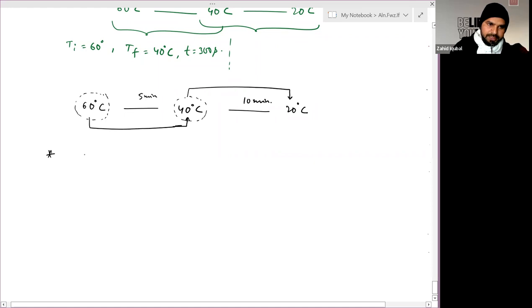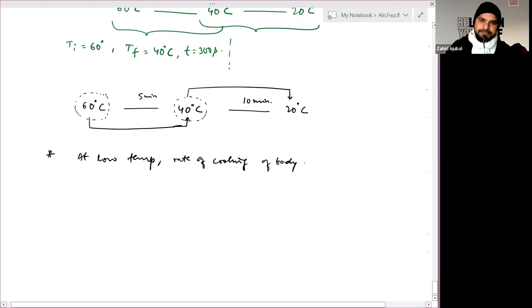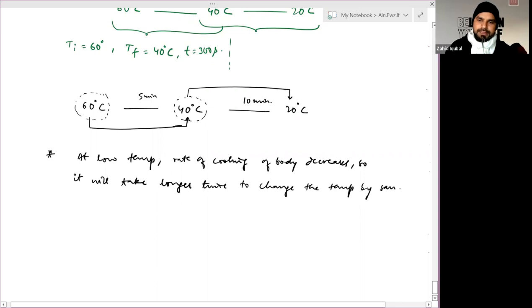So we may write: at low temperature, the rate of cooling of the body decreases. So it will take longer time to change the temperature by the same amount.